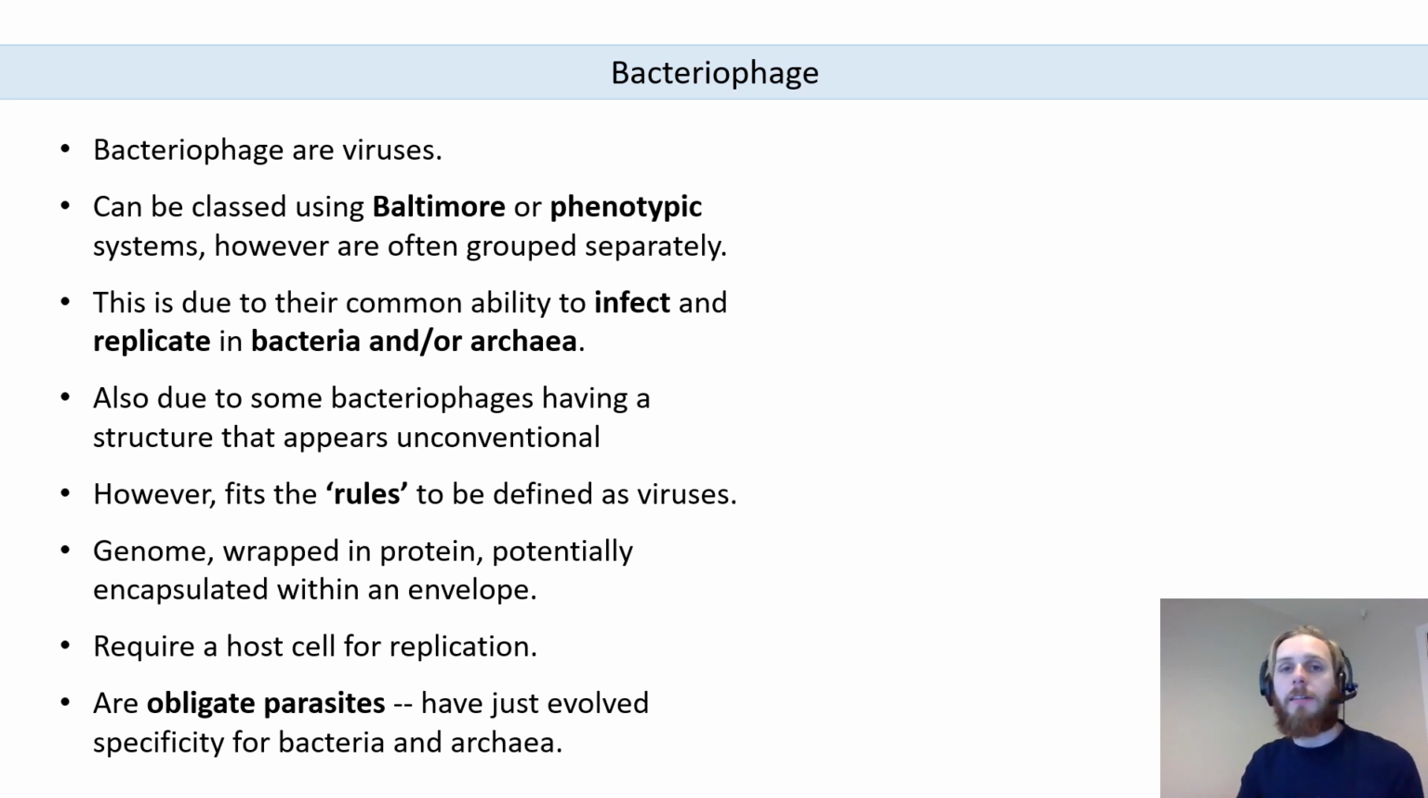As they are viruses, they are also obligate parasites. We said all viruses are obligate parasites, therefore bacteriophages as viruses must be obligate parasites, and that's true. So the only way these bacteriophages can replicate is to infect a host. It's just that for these bacteriophages, the host is an archaea cell or a bacteria cell. So they are using prokaryotic cells as their host rather than eukaryotic cells.